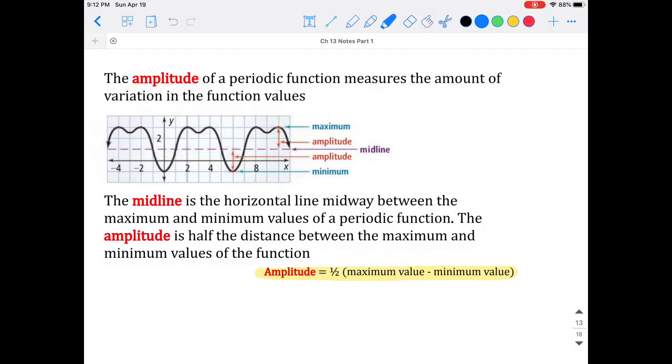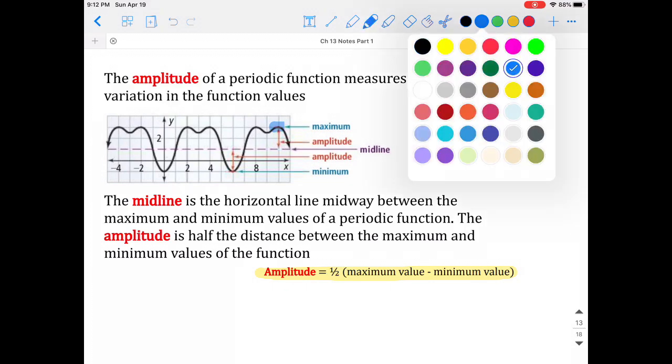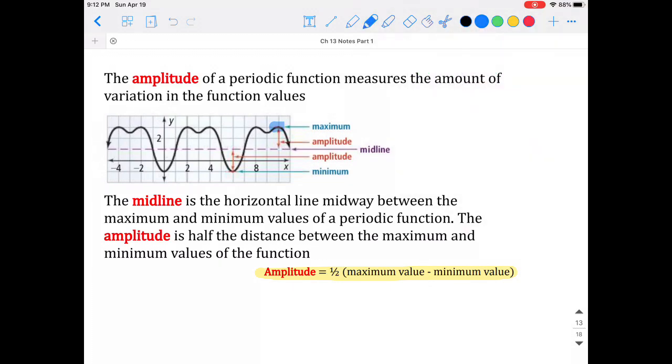So looking at this example, here the maximum value of our graph is at y equals 3. That's the maximum value of our graph, and the minimum value is at -1. The midline of our graph is always going to be exactly in between our maximum and our minimum. So the equation of the midline in this case is y equals 1. That's 2 units away from the maximum and 2 units away from the minimum.